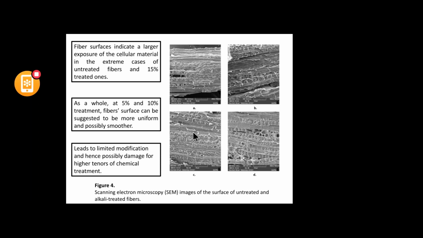This is more typical of the bark fibers, while the same does not happen in the case of the leaf fibers, such as those extracted from different species of bulbs, where more typical polygonal shapes are encountered, which leads to limited modifications and hence possibly damage at the higher tenor of the chemical treatments.